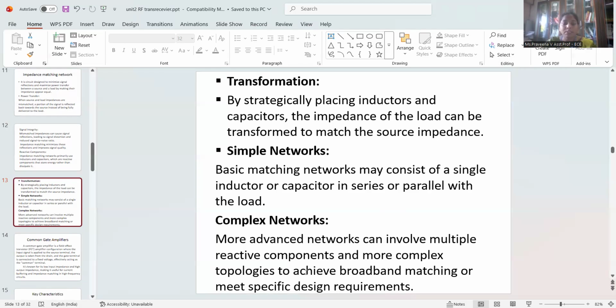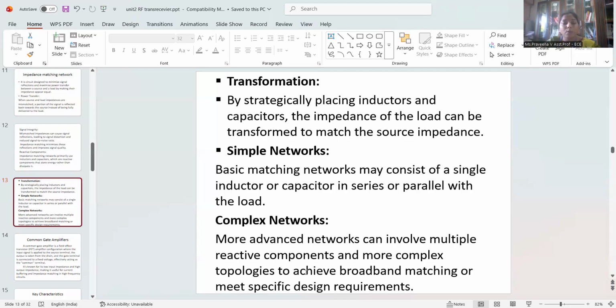So, simple matching network. For example, series capacitor matching and shunt inductor matching. You have learned this in the second itself, right? In a real-time example, in a Bluetooth headset, a simple capacitor may be used to match the antenna impedance to the RF transceiver. What are the advantages? It is low cost and the design is very simple. It is suitable for single frequency applications.